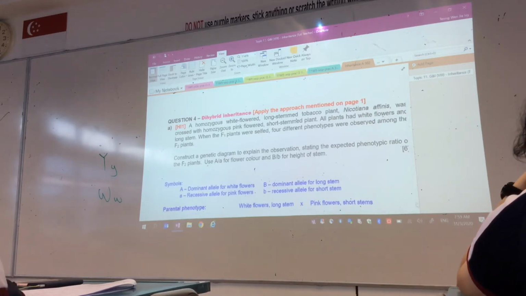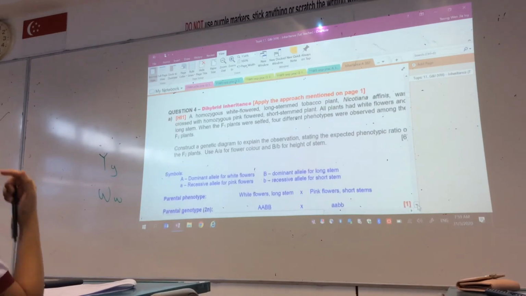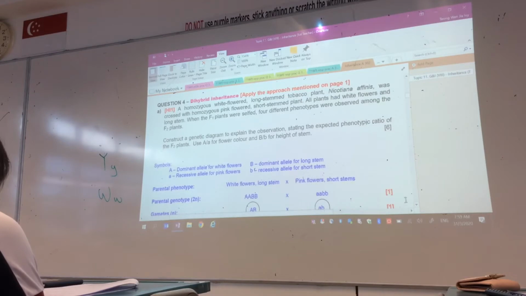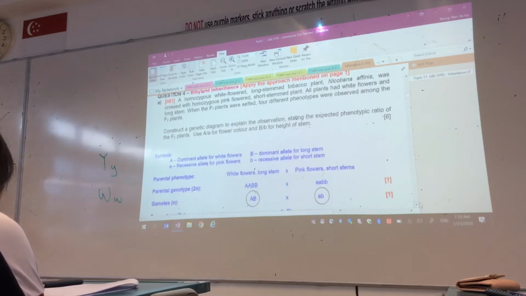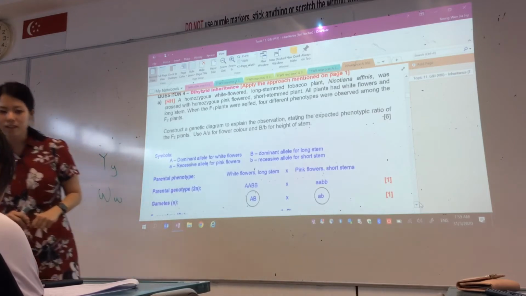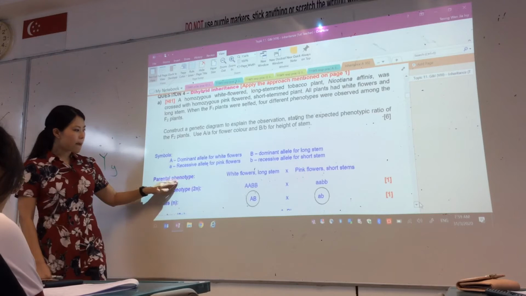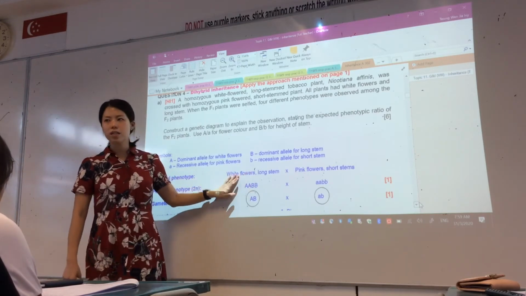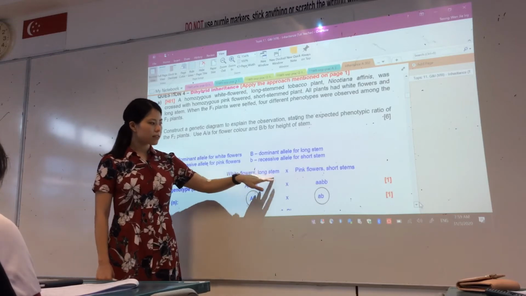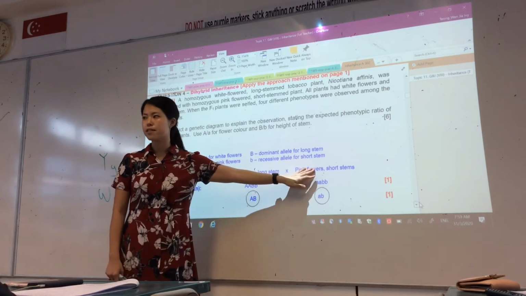Anyway, after this, you have to write the parental phenotype, so that one shouldn't be a problem, and then the parental genotype. Now the gametes is a problem for many students, but I hope by this time you don't have an issue anymore. So over here, parental phenotype. I just want to point out, you're supposed to write white flowers, long stem, and you need to write a cross in between because you're crossing 2 different parents.